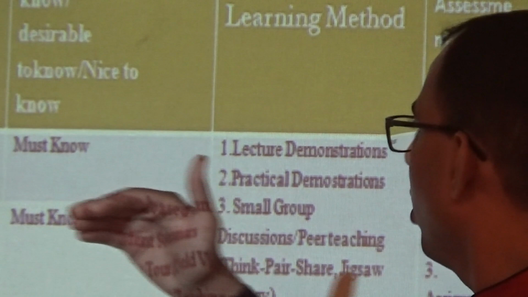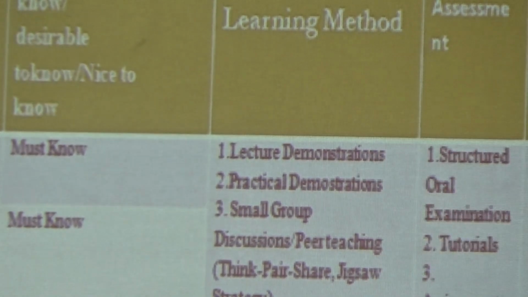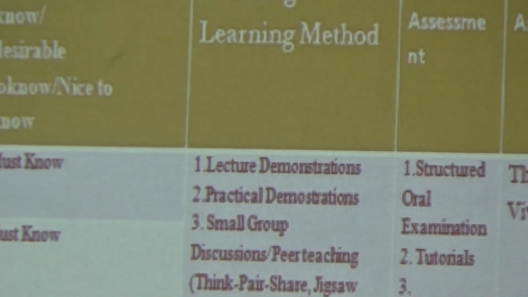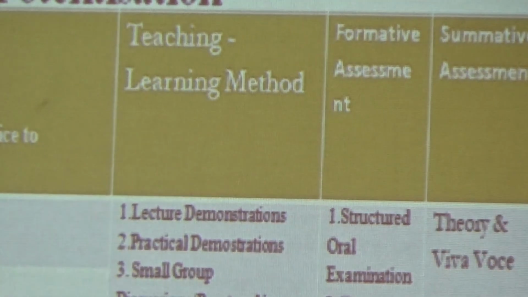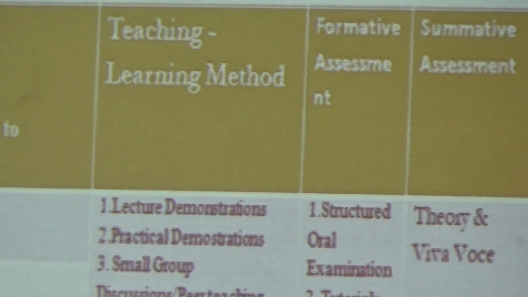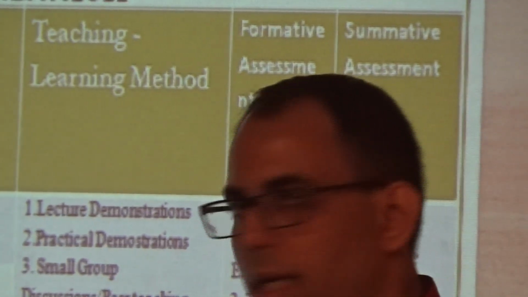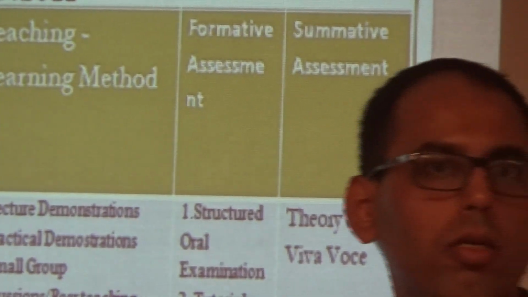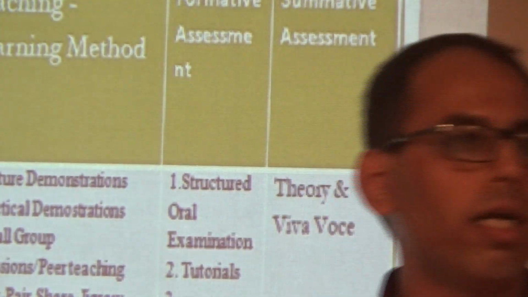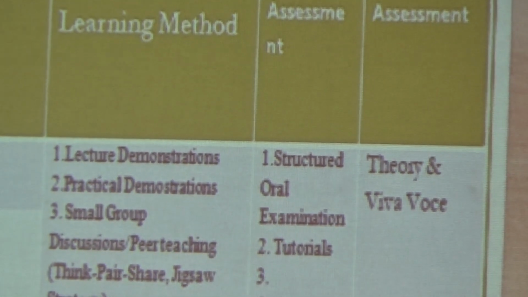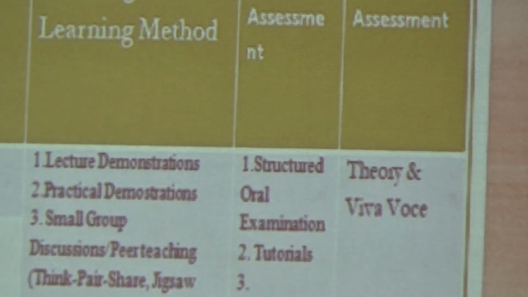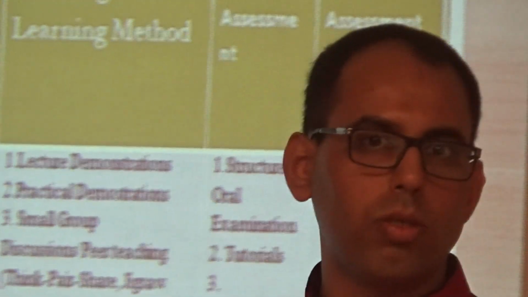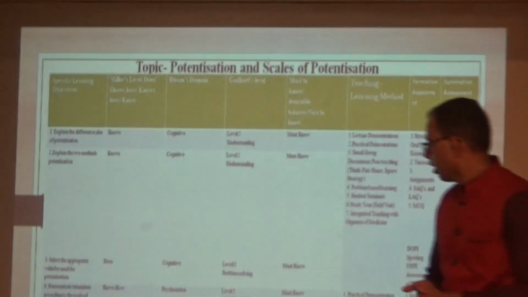Then coming to the second SLO, explain the methods of potentization. Again he must know that there are two methods of potentization. He must be able to explain both the methods of potentization, trituration and succussion. Knows, falls under cognitive domain. Level 2 again, understanding. If he has no understanding about trituration and succussion, he will not be able to explain what the methods of potentization are. Again it is must know. He must know trituration and he must know what is succussion.